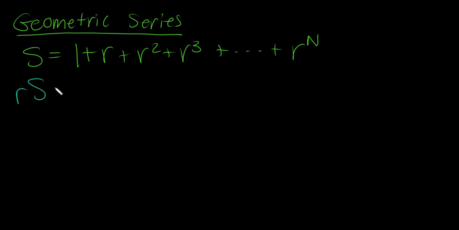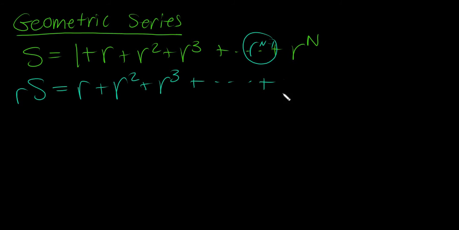If I multiply s by r, then I'll multiply each of these terms by r when I distribute. So the 1 will turn into an r, the r will turn into an r squared, the r squared will turn into an r cubed, and so on until we reach the term before this, r to the n minus 1, which would become r to the n. And then this last term right here is going to become r to the n plus 1.